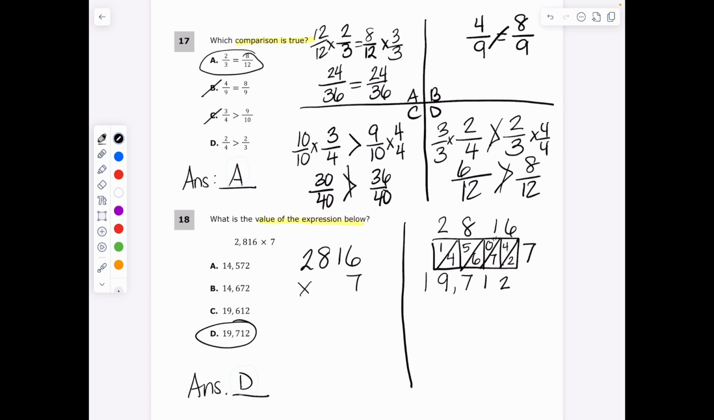And I know a lot of parents prefer traditional, and that's alright too. It's fine. Works the same way. And I'm still multiplying the same digits. I'm still doing 6 times 7 is 42. 7 times 1 is 7, plus 4 is 11. 8 times 7 is 56, plus 1 is 57. You just have to hold on to the numbers that are carrying over. And 2 times 7 is 14, plus 5 is 19. So both work. There you go. There's letter D. Hit pause and jot this down into your notes.